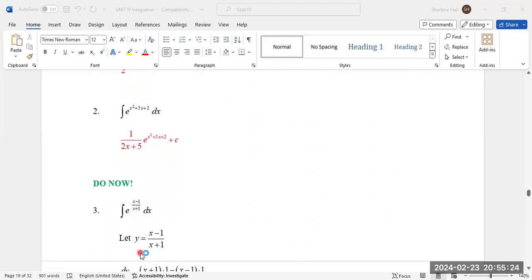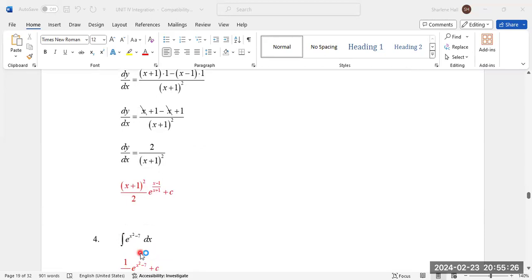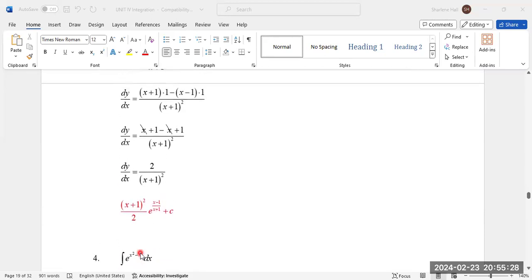This one can be for homework. Time is running out, and there's one of them that I want to look at: e to the x squared minus 7. When I differentiate x squared minus 7, what do I get?